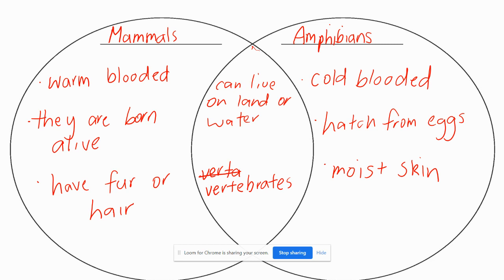That's okay. All right, boys and girls, it's your turn now to go and choose which 2 animal groups you would like to compare and look at the similarities and differences. Have fun.